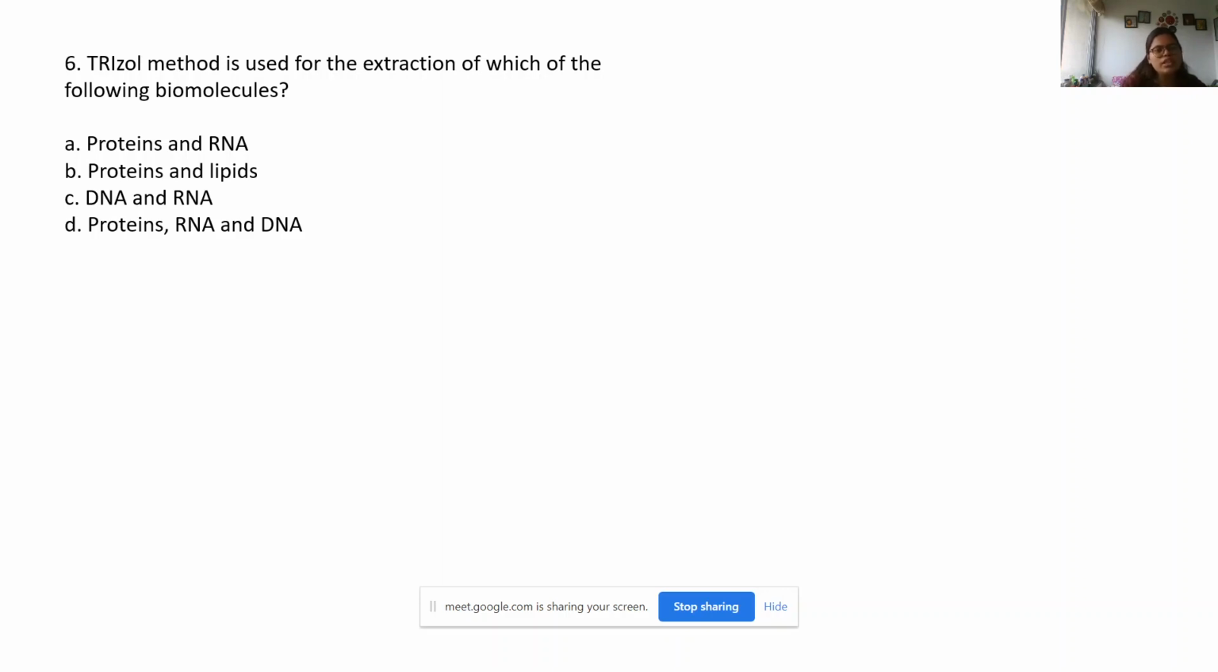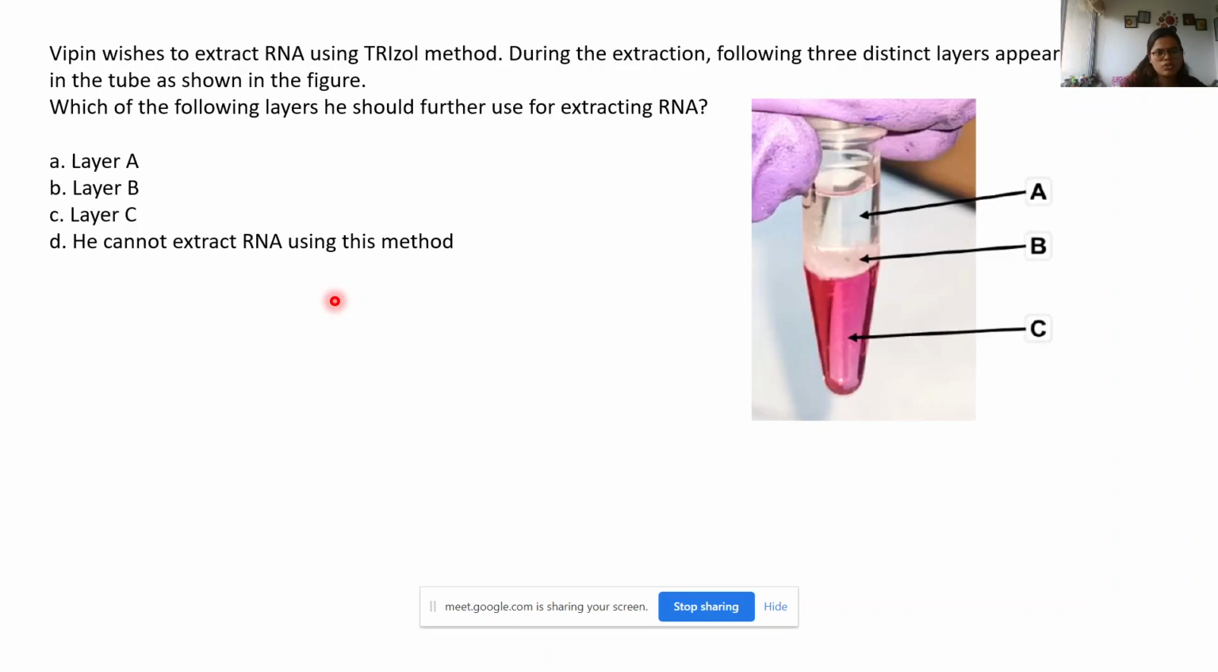So, this is a very unique method where from a single sample, you can extract different kinds of biomolecules: protein, RNA, as well as DNA. In the trizol method, it is basically used for RNA, but you can also separate proteins and DNA by this method. So this is the depiction of a sample using trizol reagent.